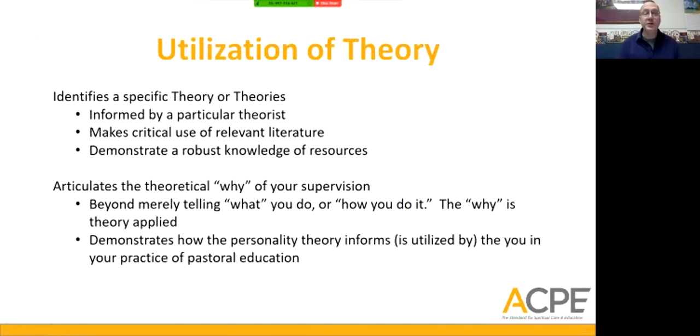You need to demonstrate a utilization of theory. How do you do that? How do you use your theory? An effective personality theory describes the educator's own understanding of humanity, how the human person forms and grows. The personality theory is informed by a particular theorist, and it is able to make critical use of relevant literature. Your theory needs to demonstrate a robust knowledge of the theorist as well as other resources. The basis for this is an accurate and thorough representation of your theorist and other personality theory related resources.